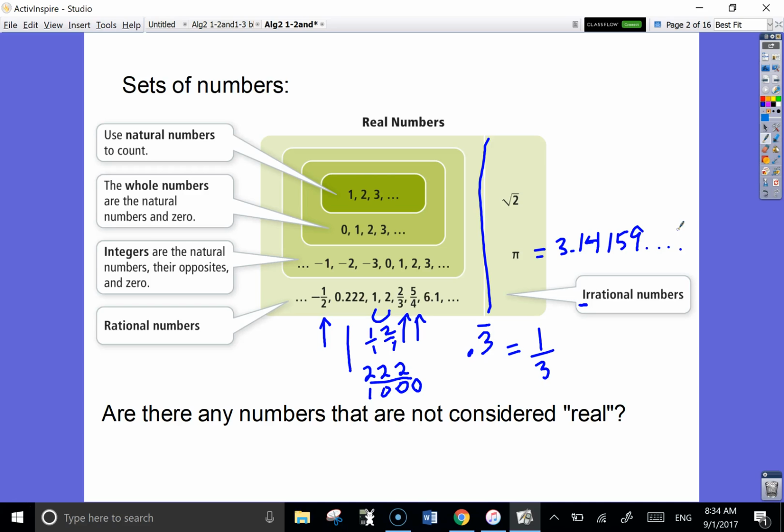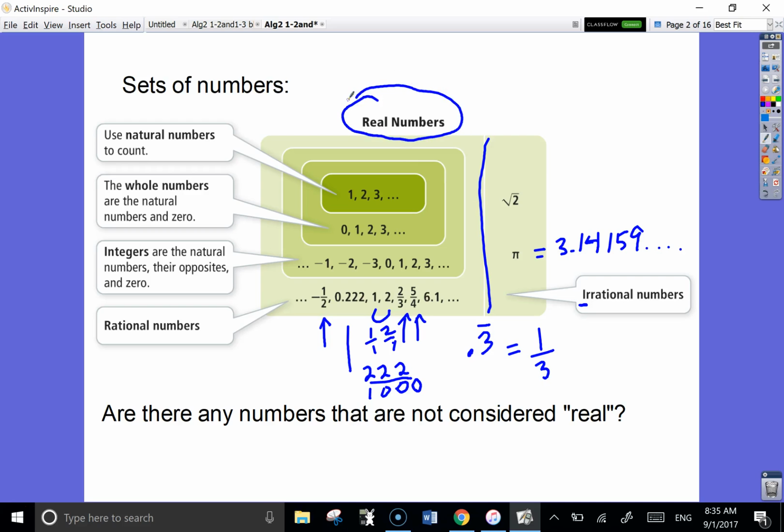Another common way to suggest that this number is irrational is to use a square root that can't be simplified. Right? The square root of 2 can't be simplified without turning it into a decimal. And if you did, it would not terminate and would not repeat. So those are the common ways to look at irrational numbers. So if you add up all the irrational numbers to all the rational numbers, you get what's called the real numbers.